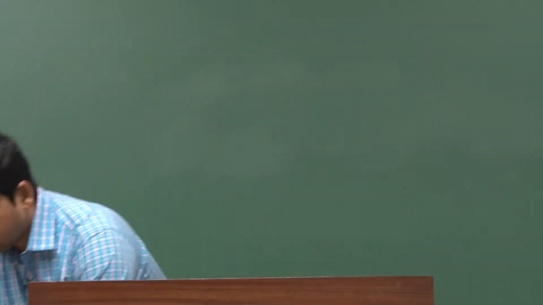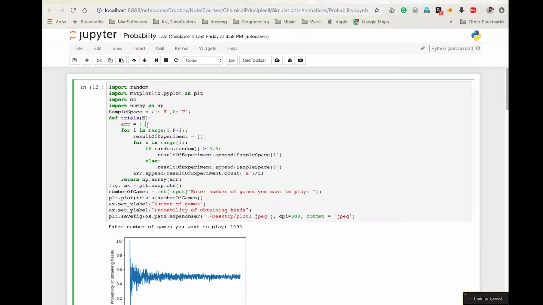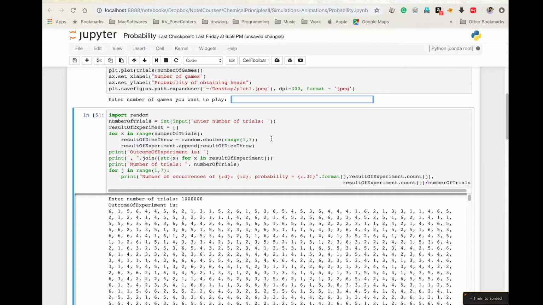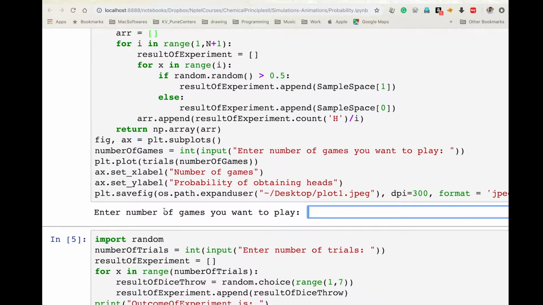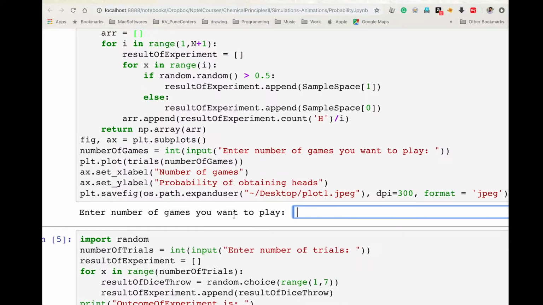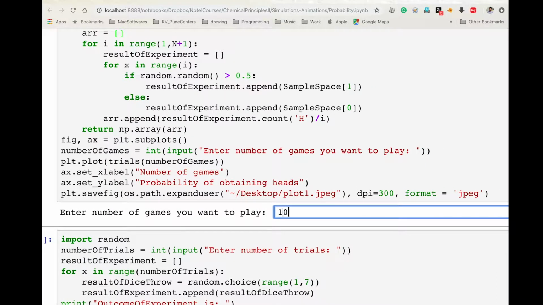So, we are defining a random number and drawing head and tail, and we can do it as many times as we want, and we will show the probability of getting head as a function of number of trials. So, you see this is a program that is written in Python. We are going to run the program and it is asking us to enter the number of games you want to play. Okay. We say we want to play only 10.